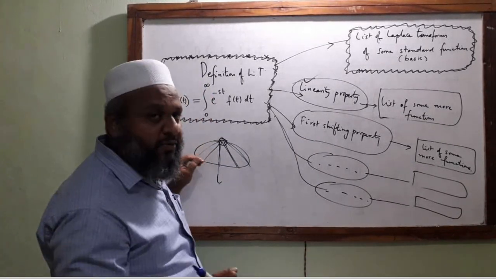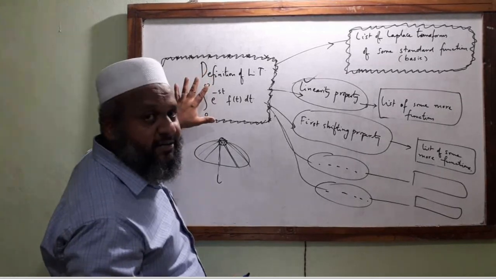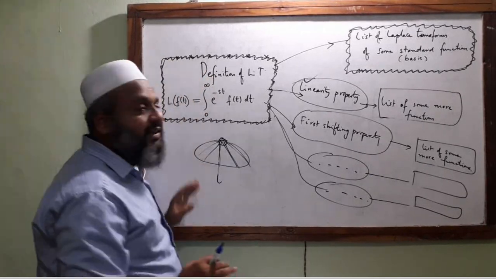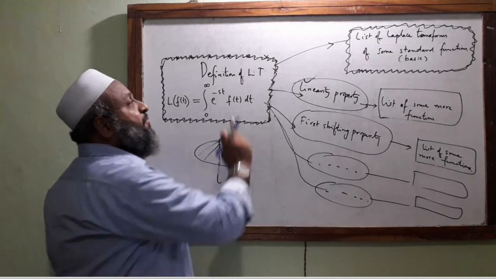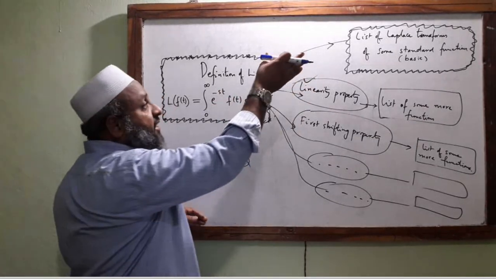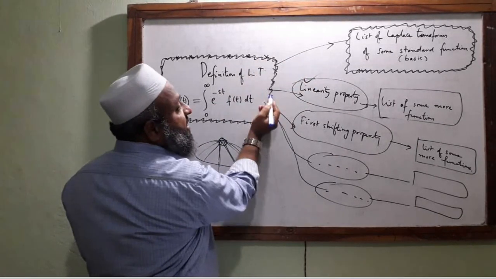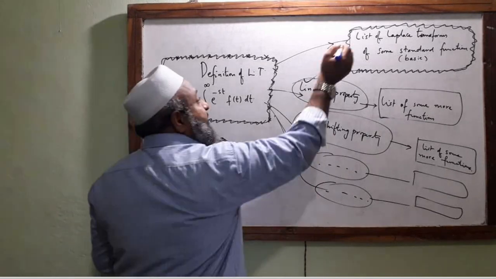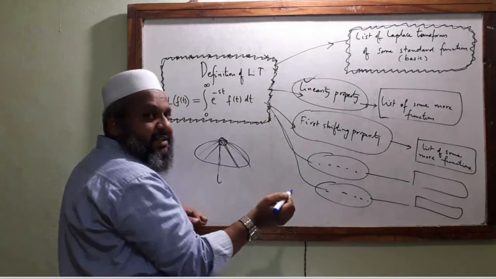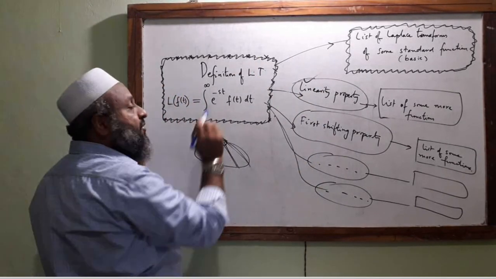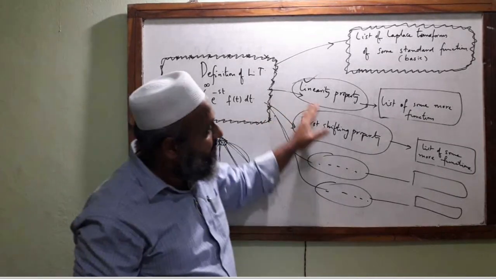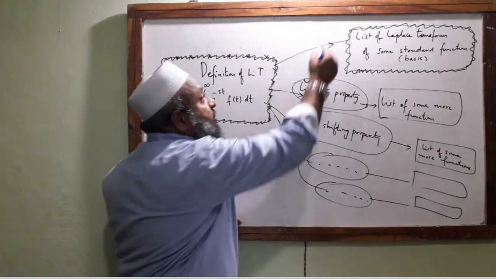So let me conclude the point that this is the very central point of the complete study of Laplace transforms. Using this we'll get the list, and using this same definition the properties will come. The basic list also comes from the definition, the properties also will be proved using the definition, and then thereby they give again the list. So these are all the Laplace transforms.